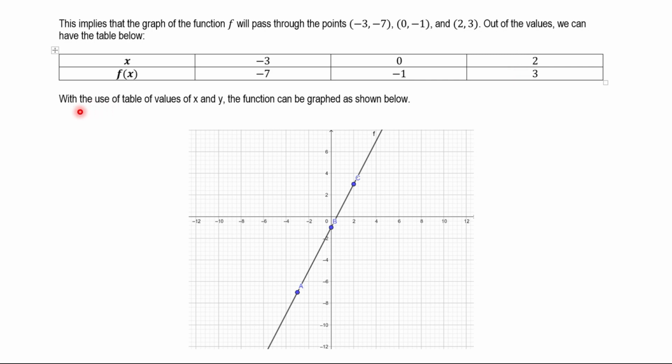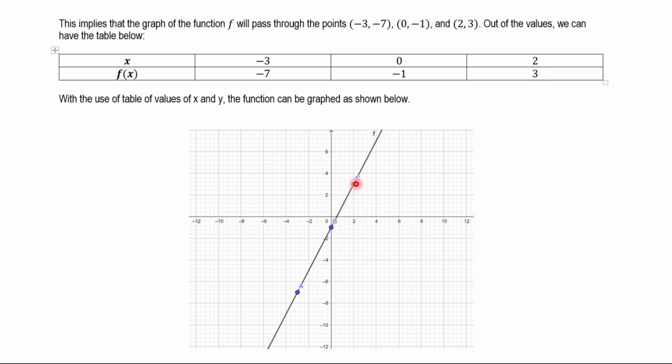Okay. So with the use of the table of values of x and y, the function can be graphed as shown below. This is now the graph. So negative 3, negative 7. Where is it plotted? Negative 3, negative 7. So this one is point A. Then 0, negative 1. So 0, negative 1. And 2, 3.